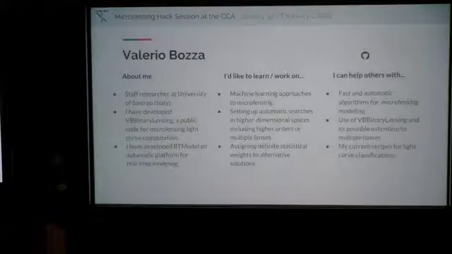And I would like to take the opportunity in this hack session to learn more about machine learning, which seems very promising for application to microlensing. And then I can help with VBBinaryLensing, of course, and I would like also to discuss methods for automatic searches in a higher dimensional space, including higher orders and multiple lenses. So basically, that's all.